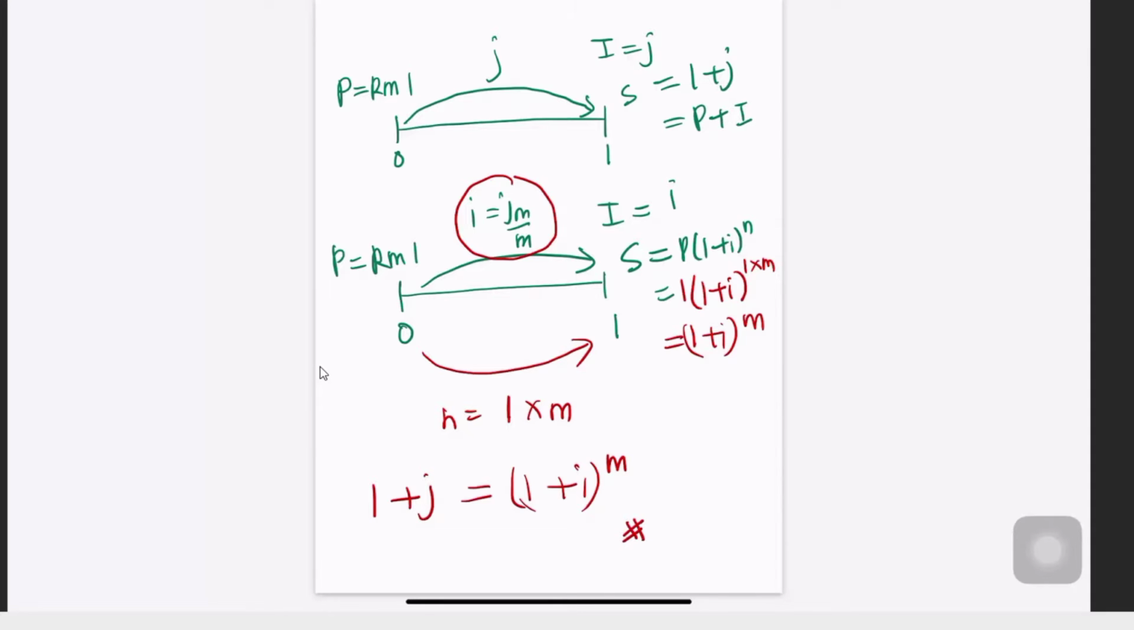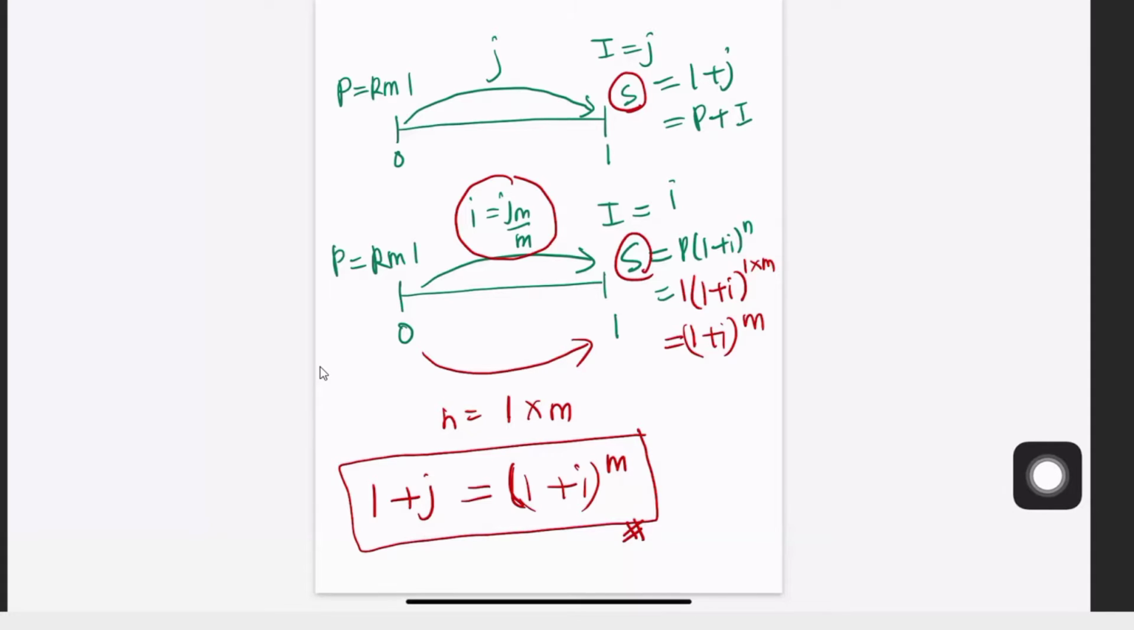Okay, so this is what the equivalent rates mean. Because when you get the 1 plus J, you will get the same S as 1 plus I to the power of M. So that means the S for both of these are equal, and therefore 1 plus J is equal to 1 plus I to the power of M. This is what we call the equivalent rates.